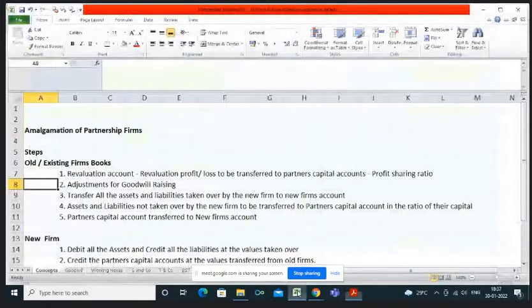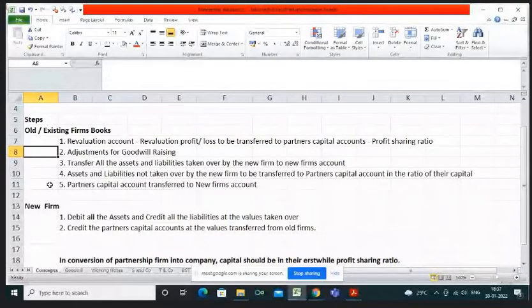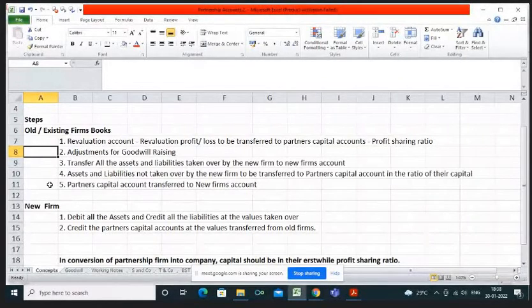The steps are: 1, for the old or existing firms. As I told you in the example, A and Co, B and Co, C and Co become ABC and Co. So A and Co, B and Co and C and Co will be called old firms or existing firms. What type of entries should be passed in the case of existing firms? First, we have to prepare a revaluation account. In the case of dissolution, we prepared a realization account. Here, in the case of amalgamation, we have to prepare a revaluation account.